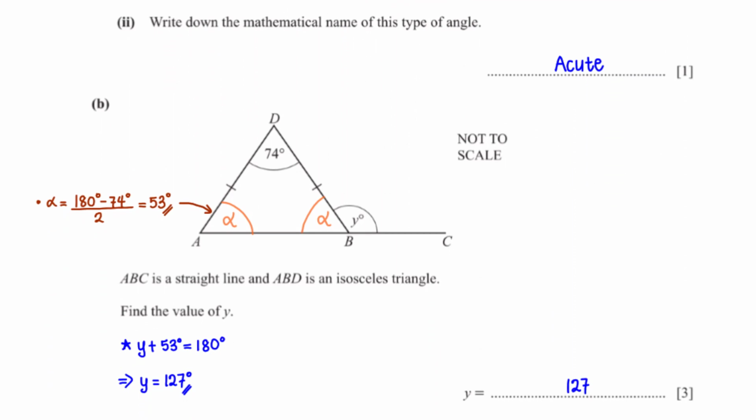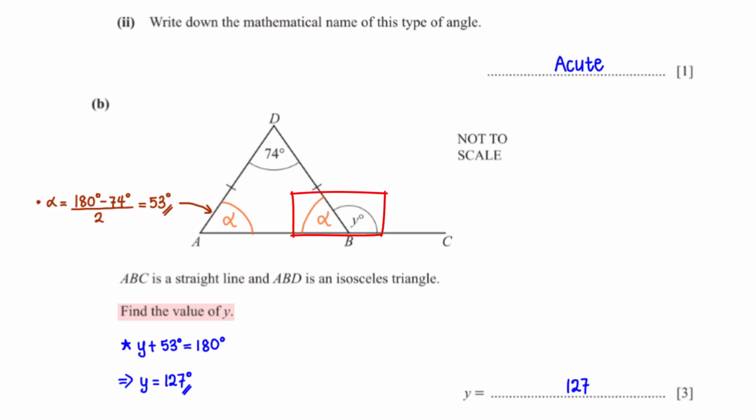ABC is a straight line and ABD is an isosceles triangle. Find the value of y. Base angles in an isosceles triangle are equal. So to get the value of each of the base angles, we subtract 74 degrees from 180 degrees and divide by 2. This gives us 53 degrees.